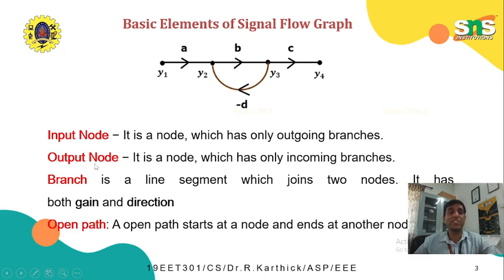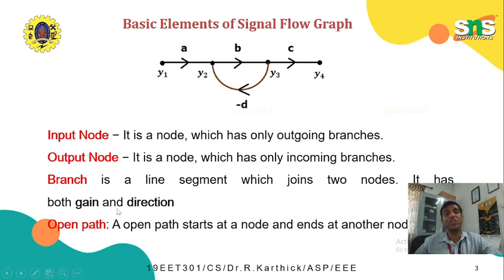The next one is the branch. It is the line segment joining two nodes. Here there is a line which joins y1 and y2, and this A is called a branch. It has both gain and direction. A is the gain acquired by the signal to move from node y1 to y2, and the arrow mark represents the direction in which the signal flows.